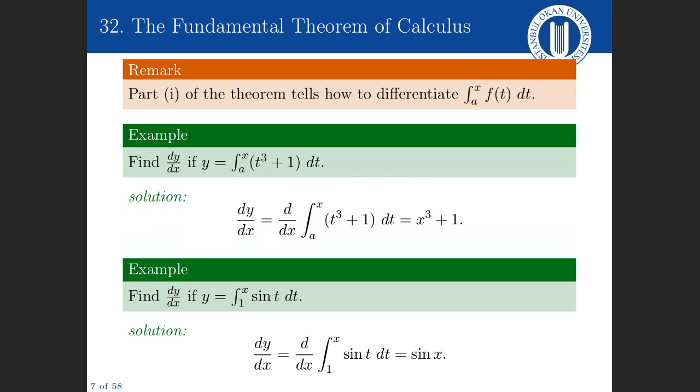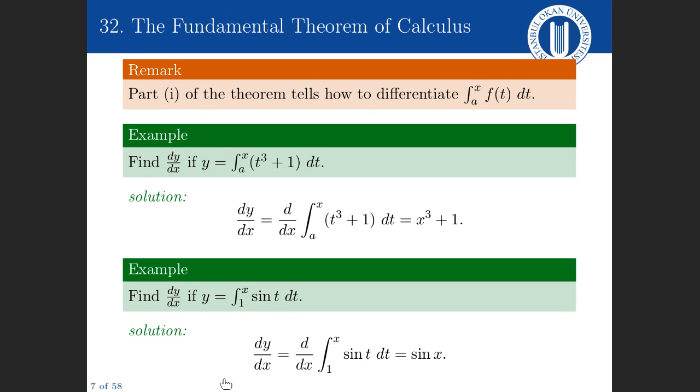I want to do some examples using the first part of the theorem first. For example, I want to find dy dx if y is given by the integral from a to x of t cubed plus 1 dt. By the theorem, for the derivative of this function, all we do is take the integrand t cubed plus 1, replace t by x, and we get the answer, x cubed plus 1.